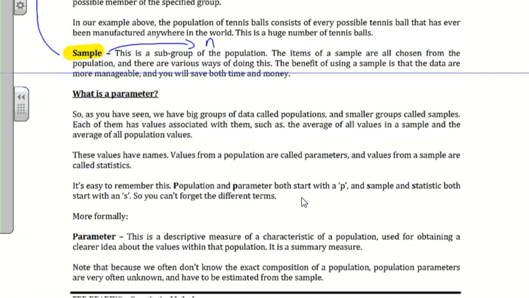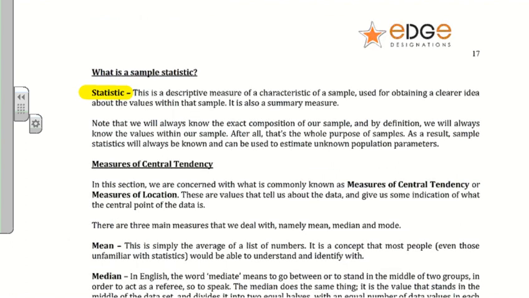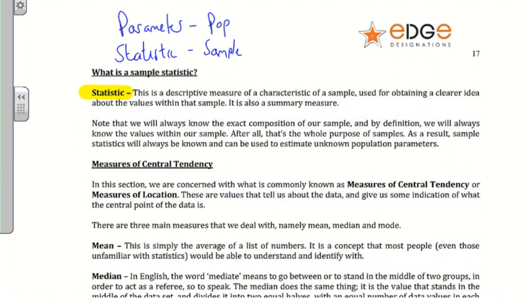Some very important stuff, you're going to laugh: what is a parameter? A parameter is there to describe something coming out of the population. What's the difference then between a parameter and a statistic? The only difference, for our purposes for now, is that a parameter relates to the population. Nice and easy to remember, P and P, and a statistic relates to a sample, again S and S. That's all. I wouldn't spend too much time worrying about that.